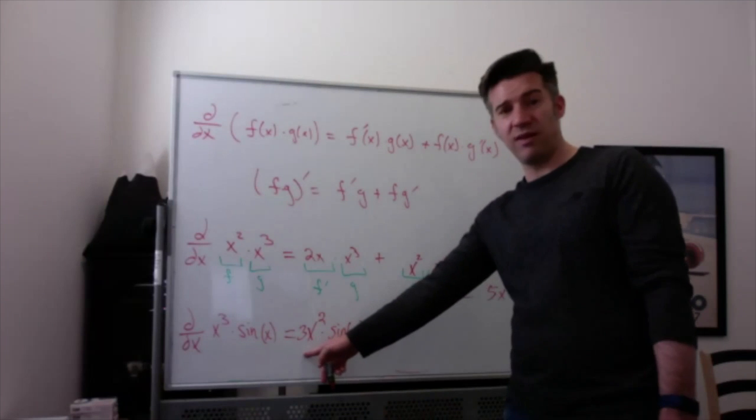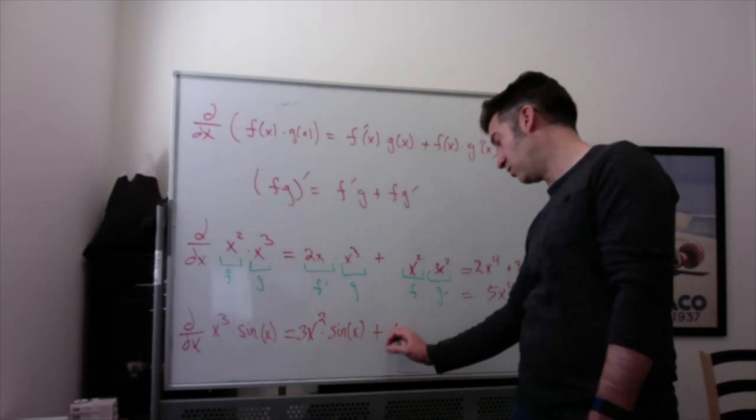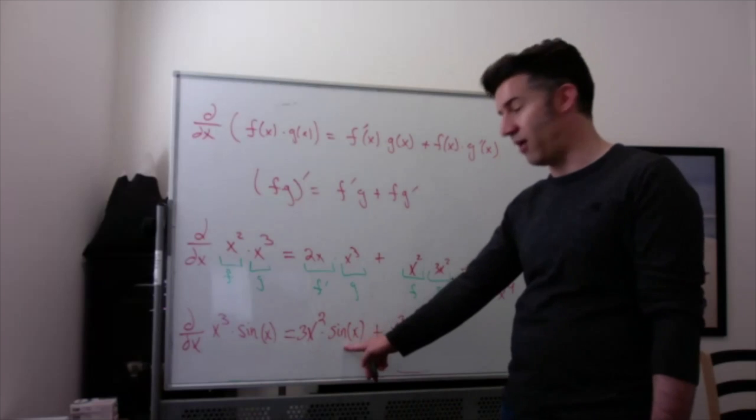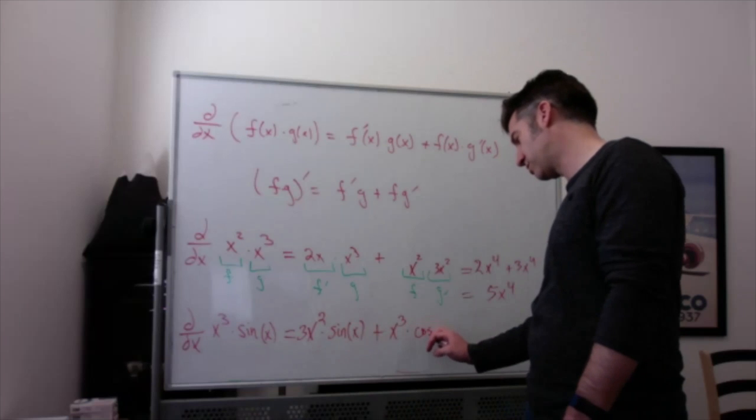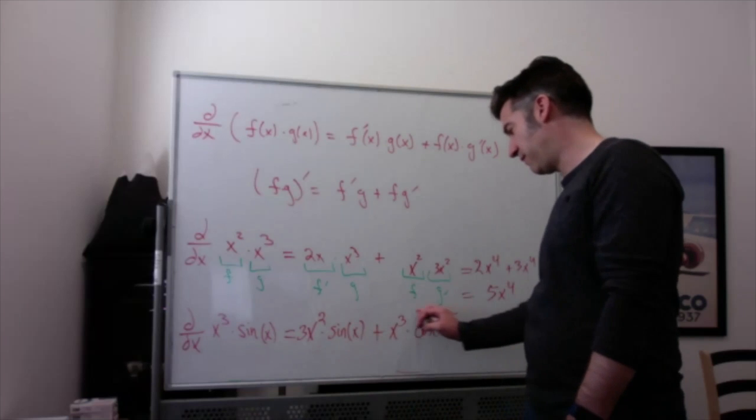I did the derivative of this one last time, so I'm going to leave that one alone this time. And I left that one alone last time, so I'm going to do the derivative of that one this time, which is cosine of x. And that would be my final answer here.